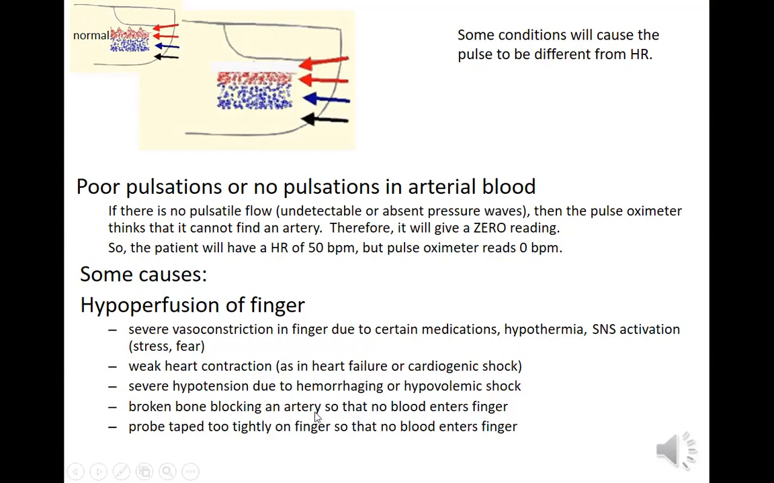Of course, breaking a bone and you're not getting blood to that tissue is an obvious thing. Sometimes the nurse or the EMT or the doctor will tape the pulse oximeter too tightly, so that'll constrict the arteries.